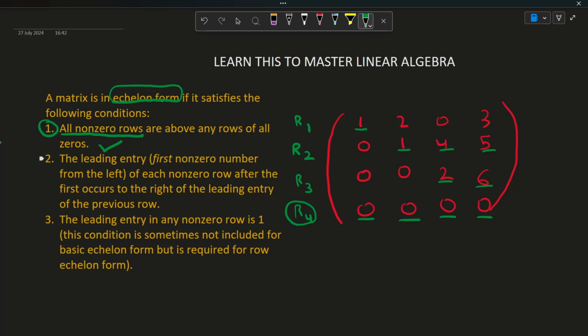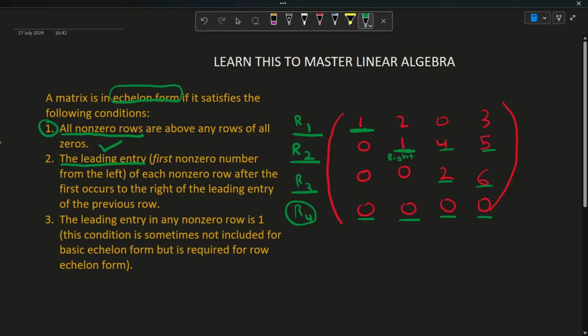Now let's look at what the second rule means. This can be a little confusing, but let's figure it out and I'll make it easy for you guys. The leading entry means the first non-zero number from the left of each non-zero row, and it after the first occurs to the right of the leading entry of the previous row. So each row that isn't all zeros, so we're only looking at row 1, row 2, and row 3, starts with its first number at least one place to the right compared to the first number in the row above it. So the 1 in row 2 has to be to the right of this 1.